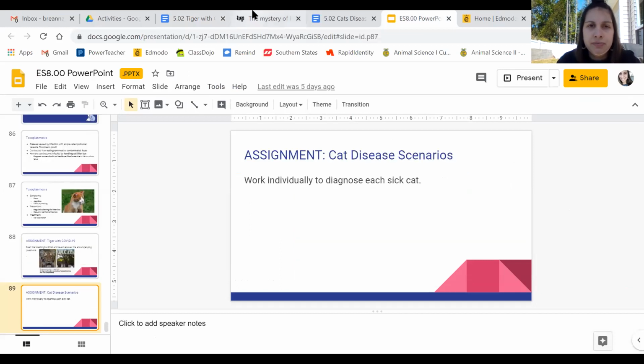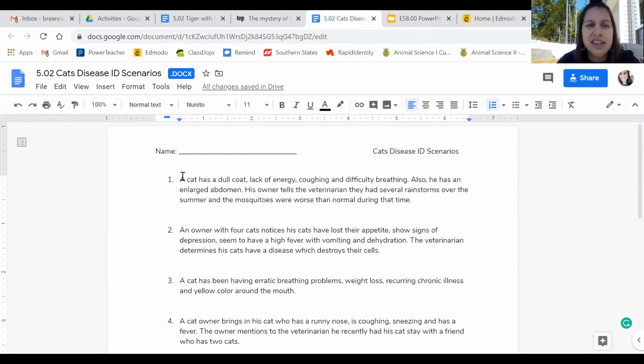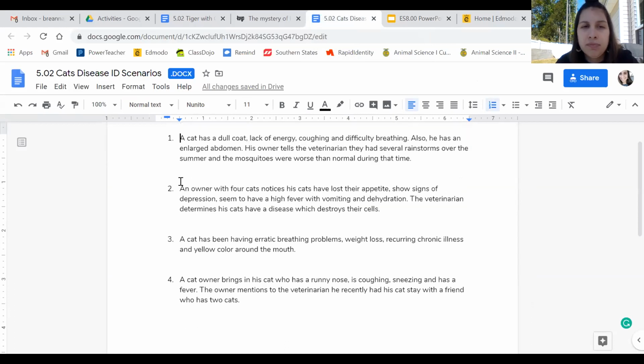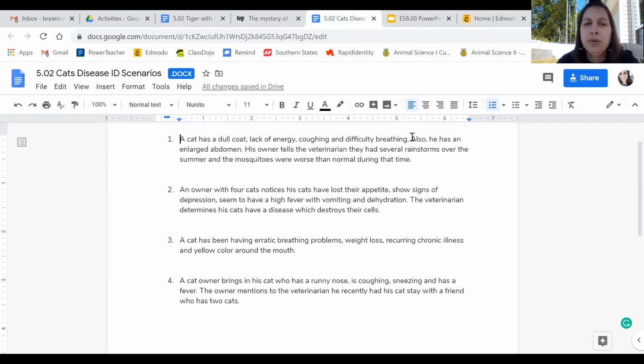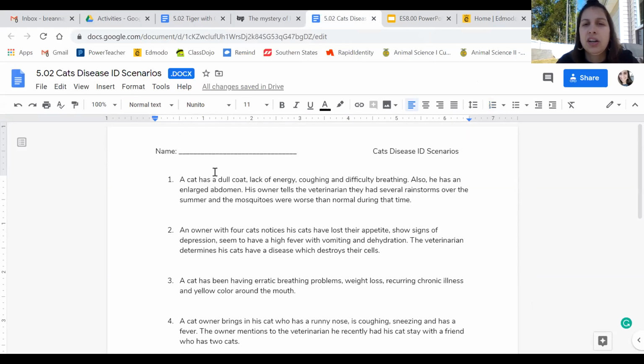The other thing is the cat disease scenarios, and there's only 4. You're just gonna go through, read about the cat, and diagnose them: what is the cat sick with, and how do we treat that disease if there's a treatment. If there's not a treatment, just make sure you say there is no treatment.